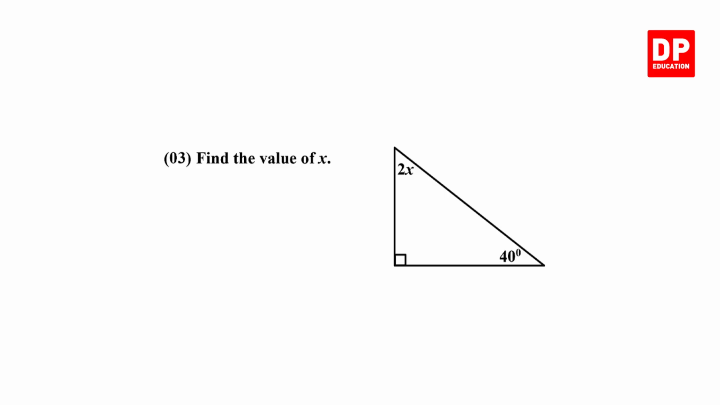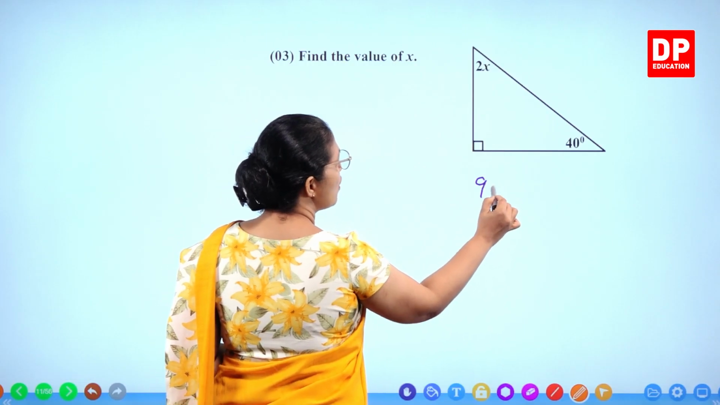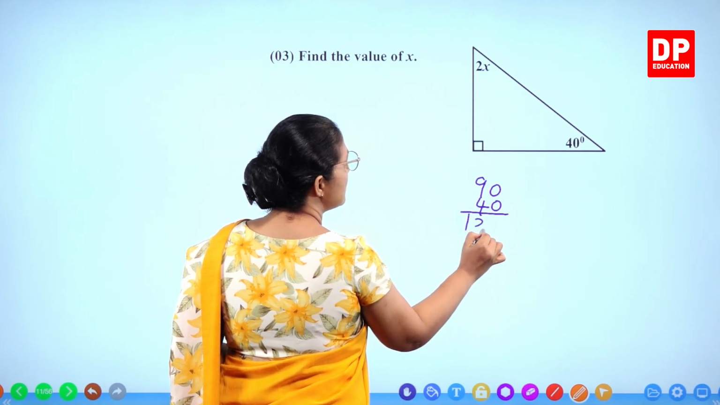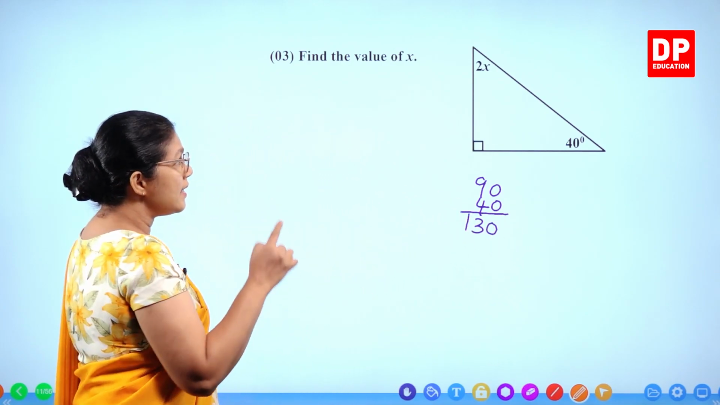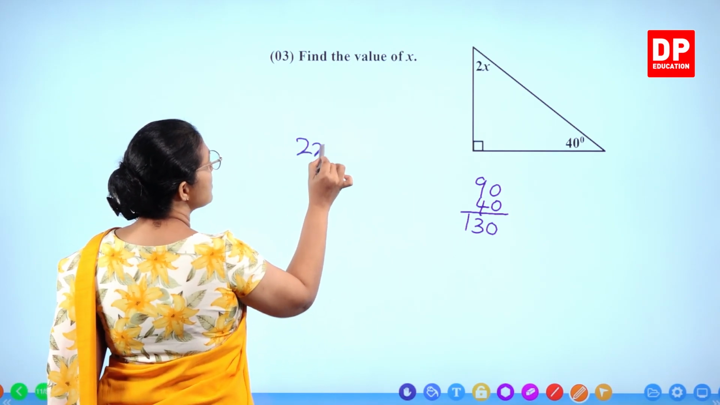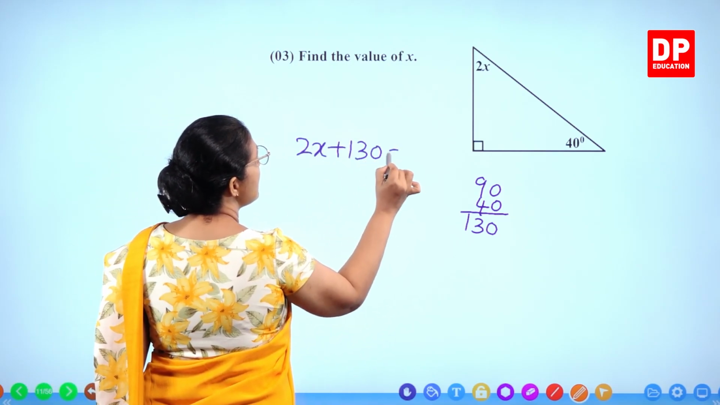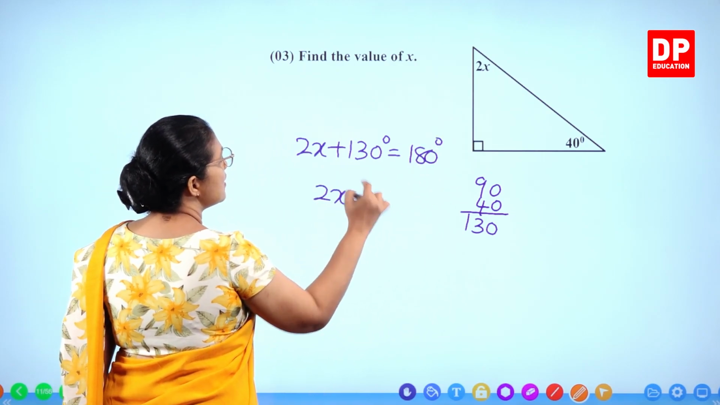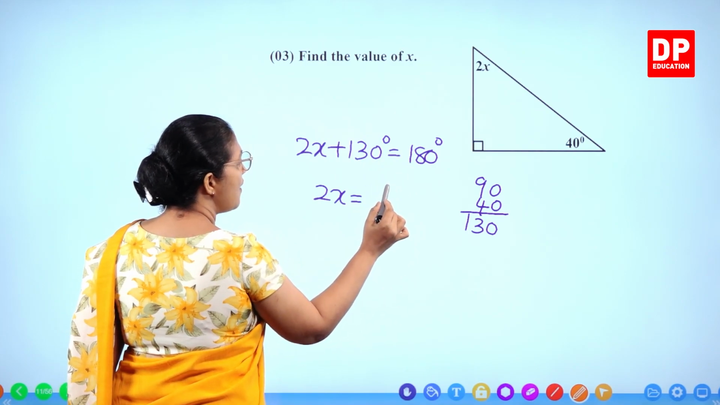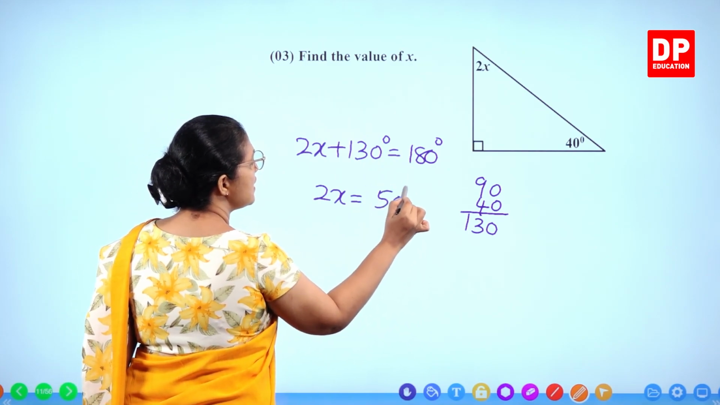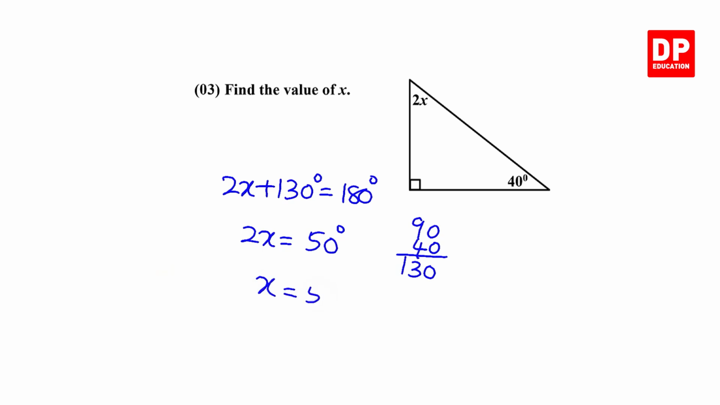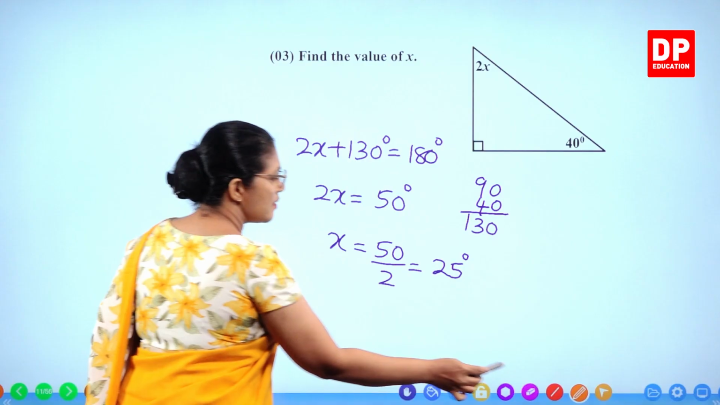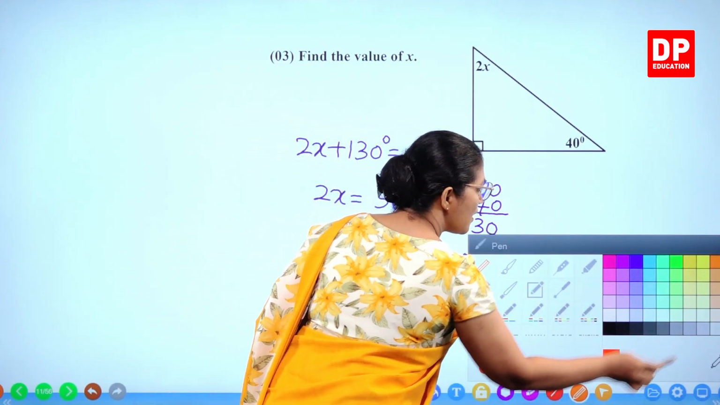Question number 3, find the value of x. This is a triangle, 90 and 40. What is 90 plus 40? You get 130. So the sum of angles in a triangle is 180. So 2x plus 130 is equal to 180 degrees. So what is 2x? Take 130 to the other side. 180 minus 130, that's 50 degrees. x becomes 50 divided by 2. You get 25 degrees. So you get 2 marks for that question as well.